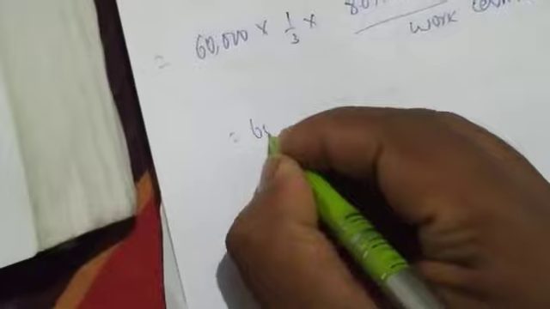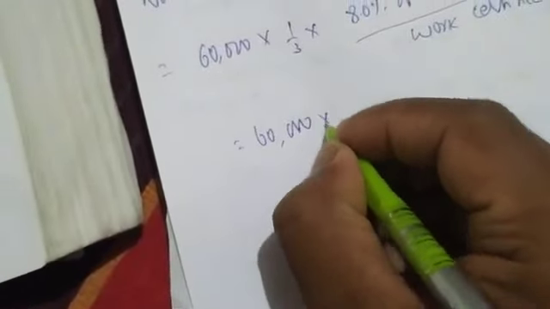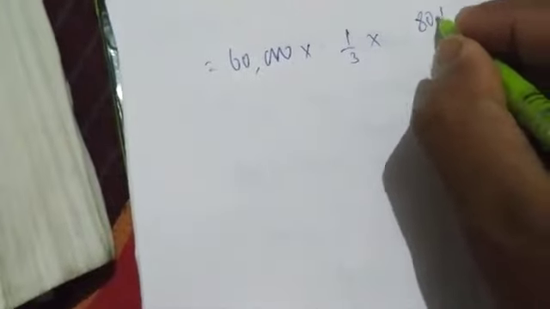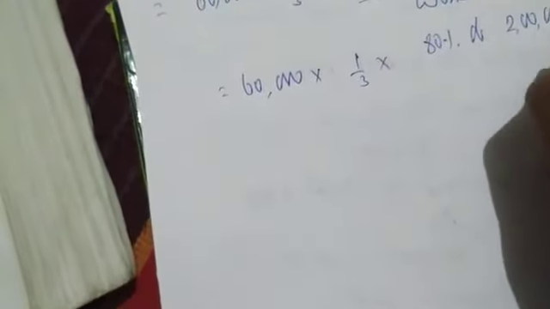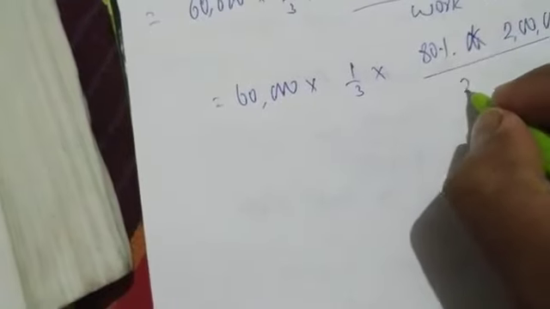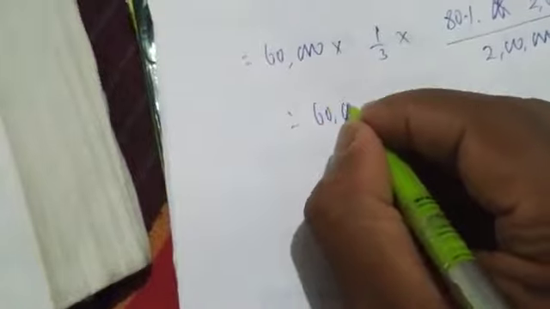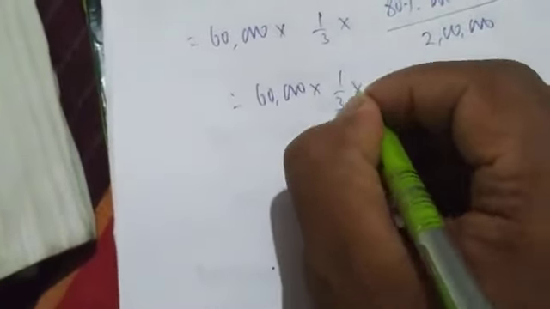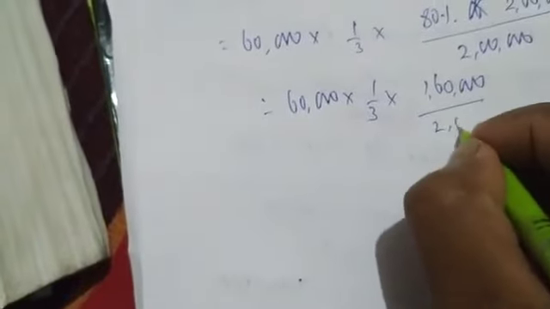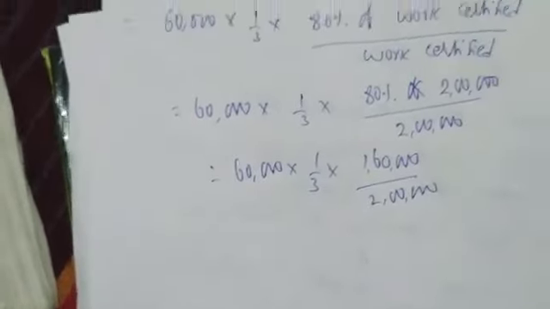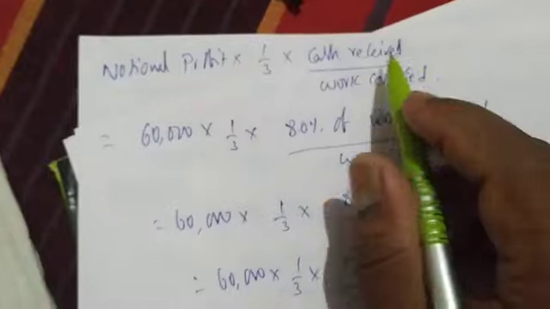Okay, 60,000 into 1/3 into 80% of work certified. How much is work certified? 2 lakhs divided by 2 lakhs. 60,000 into 1/3 into 80%. 80% of 2 lakhs is 1,60,000 divided by 2 lakhs. Yes, I can directly write here, but I am showing you how to take cash received.